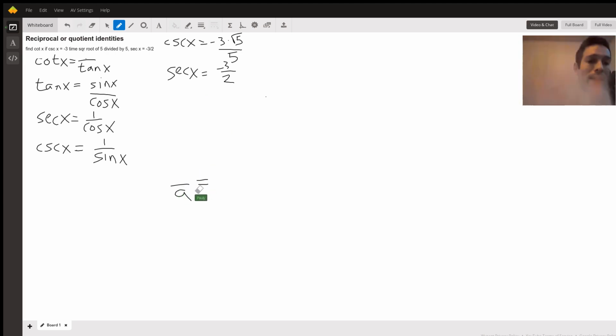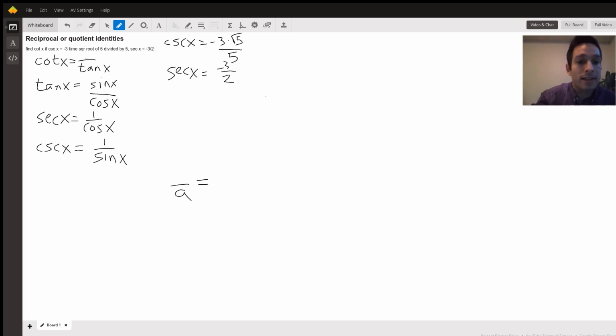These are counterintuitive, right? You would think that cosecant would be 1 over cosine, but it's not. And that secant would be 1 over sine, but it's not. So it doesn't make sense, and that's how you can remember it. It's counterintuitive. So let's get back to what they gave you.